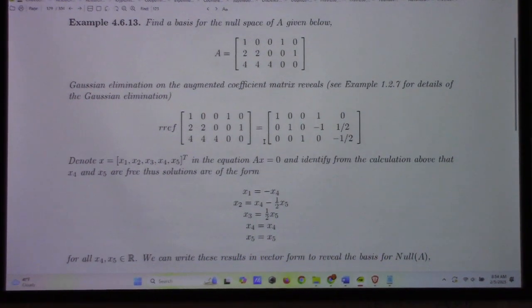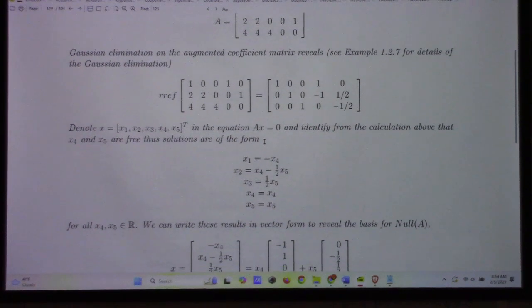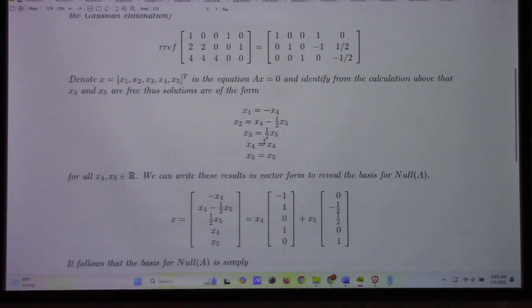And then finally, x4 is x4 and x5 is x5. I then put those equations into the generic x, right, like that. And I factor out the parameters, x4 and x5. The vectors which result, those form a basis for the null space. All right? So here the null space is two-dimensional.